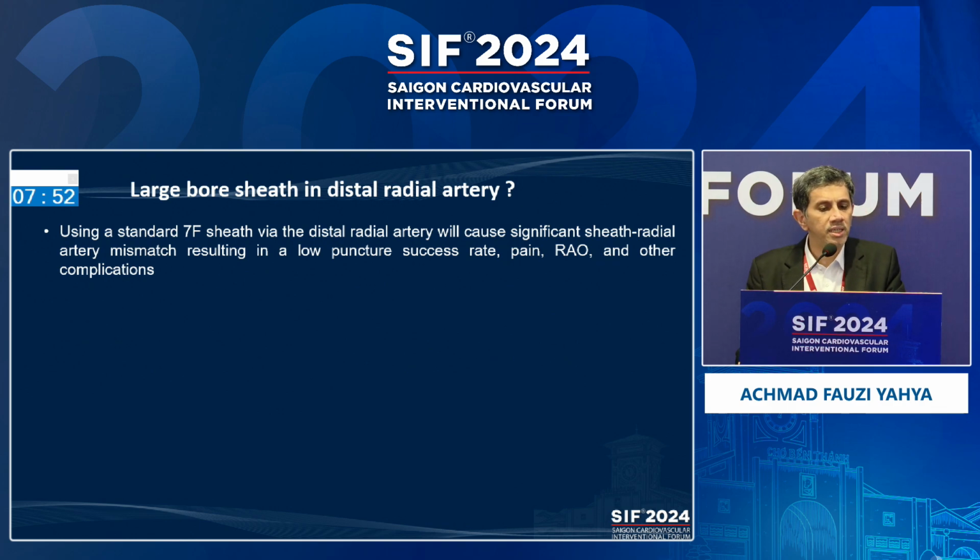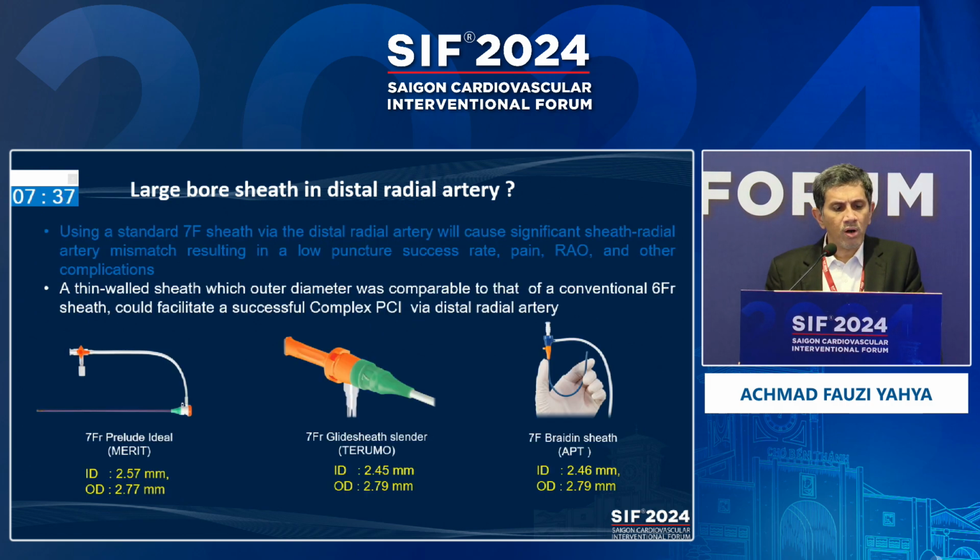Regarding a large bore sheath in the distal radial artery, if you are using a standard 7 French sheath in the distal radial, we cause significant sheath-radial artery mismatch, resulting in low puncture success rate, pain, radial artery occlusion, and other complications. So a thin wall sheath, whose outer diameter is comparable to a conventional 6 French sheath, could facilitate successful complex PCI via distal radial access.